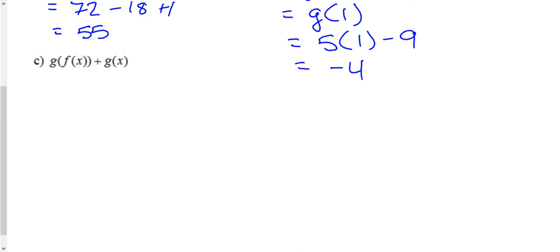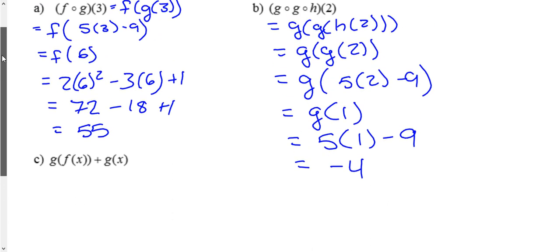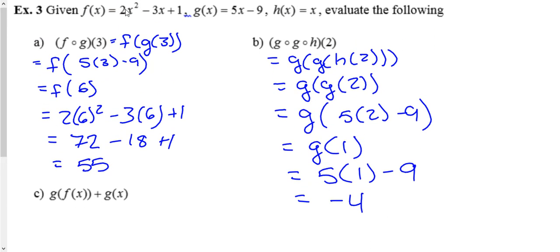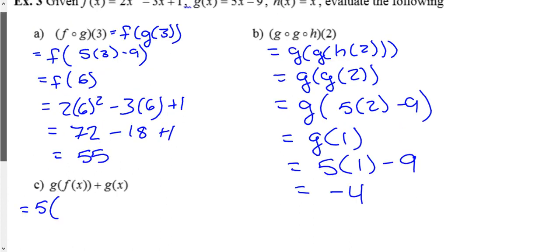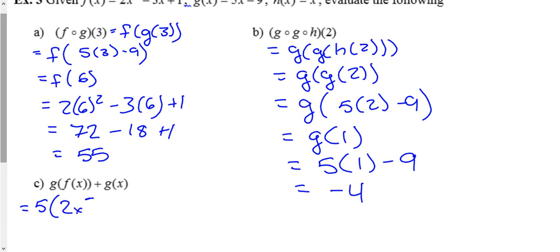Down here, we're doing a composition and an addition on top of it. So our composition, we're taking this f of x and we're subbing it into here. So I'm going to do that right away. So I have 5 bracket and f of x was our 2x squared minus 3x plus 1. And I still had minus 9 there to finish off my first g of x. And to this, though, I'm going to add on another 5x minus 9.